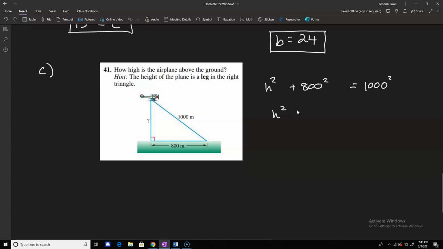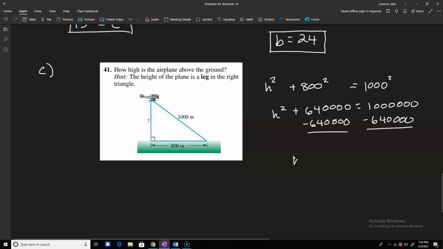So again, this works just like the other ones. So we're going to have some big numbers here, but the solution is going to work pretty similarly. So we'll subtract this 640,000 from the million that we had on the other side. So we have h squared is equal to, I suppose that should be 260,000. So h would be the square root of 260,000. I'm going to go ahead and do that in my calculator.